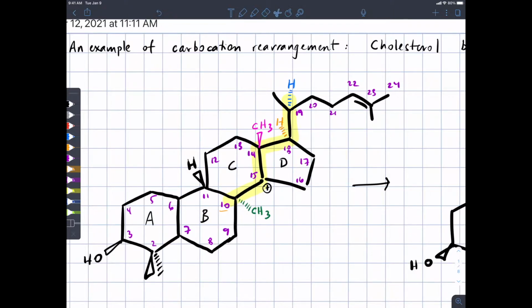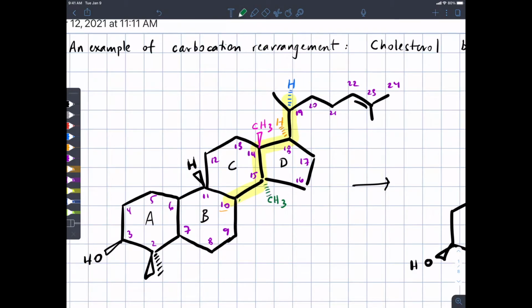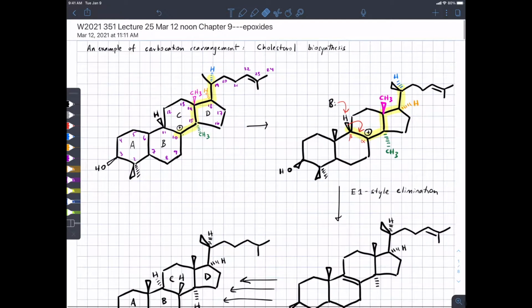And then similarly, methyl group in green on carbon 10 can lean over, going through the sort of bridged carbonium ion intermediate or transition state, end up where the positive charge is, and then we will have the positive charge now on carbon 10. And this is actually, in the end, where we want it to be, because the next intermediate in the pathway involves making a double bond between carbons 11 and 10.